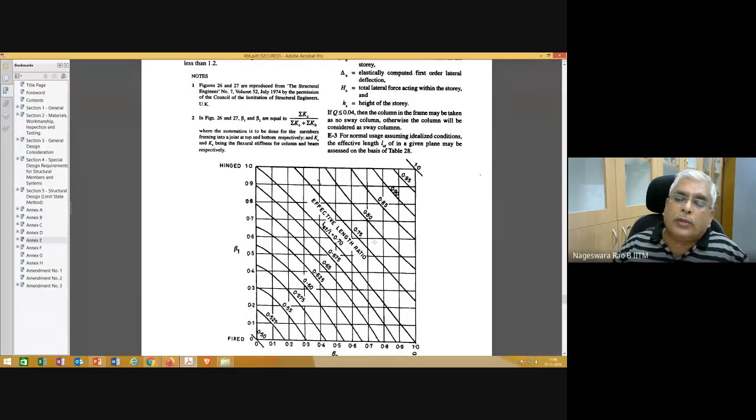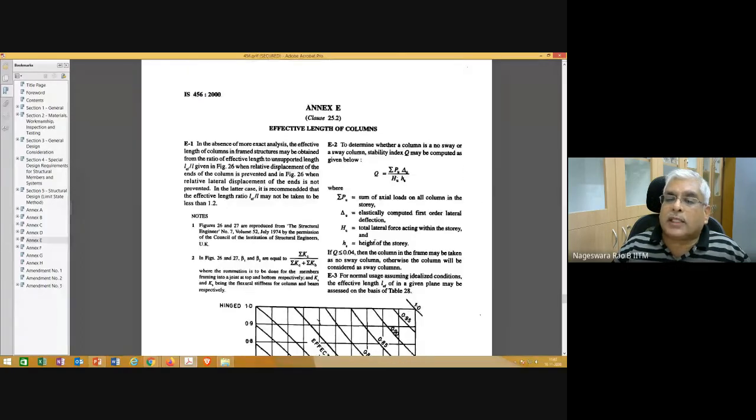So how to do this selection? We should have an idea about whether the column is going to have sway or no sway. That classification is actually made through the stability index. This stability index again depends on the framing system and other details. As a part of this course, we may not be able to go through all this, but just for information, I am covering this.